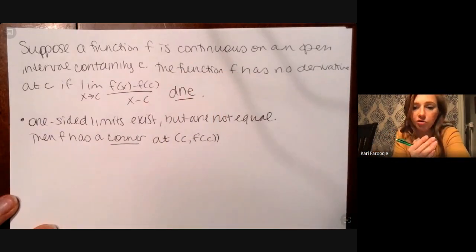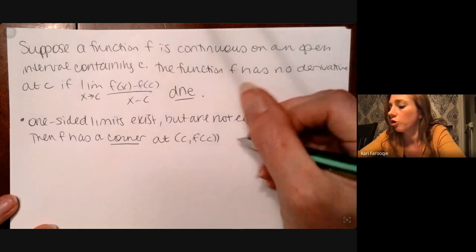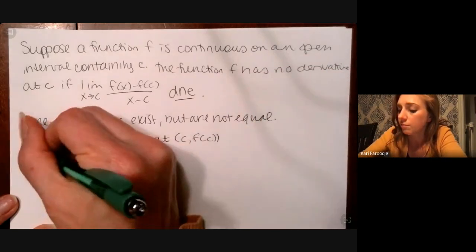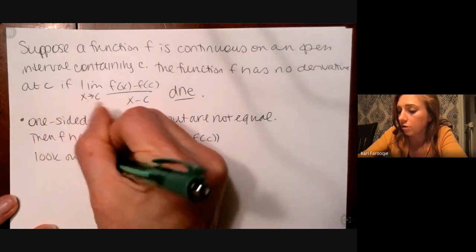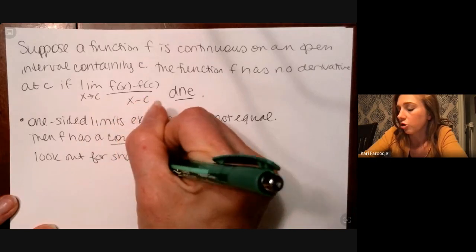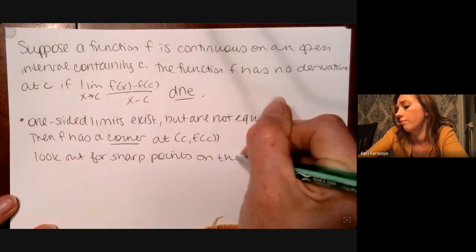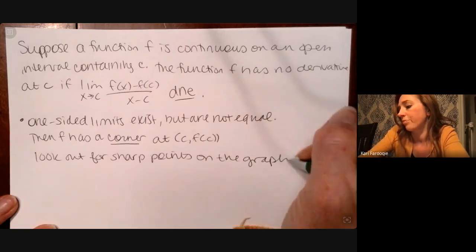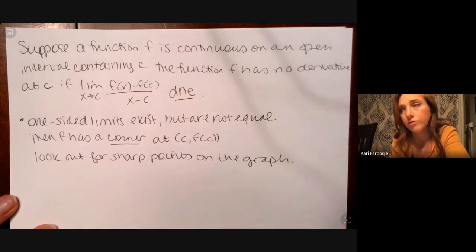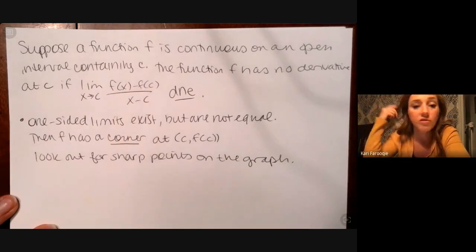Usually a corner is just like a sharp point on the graph. So that's one thing that you need to look out for: a sharp point on the graph. If you have a sharp point on the graph, that's where you're going to check for issues with differentiability. And that's a case where you might have a situation where your one-sided limits do not exist.